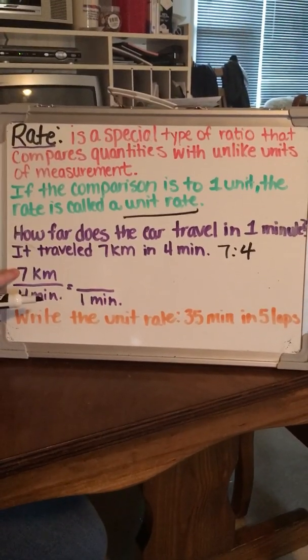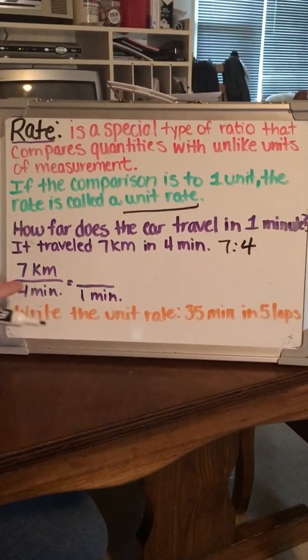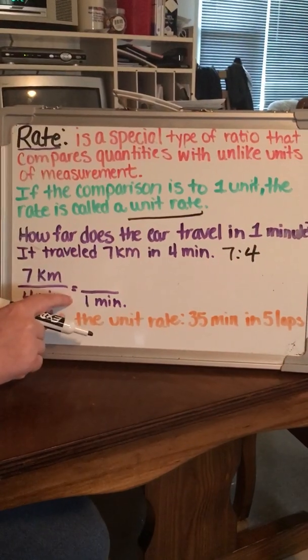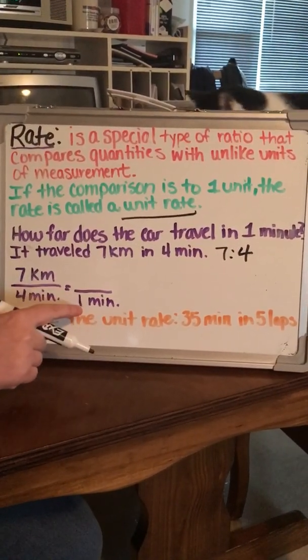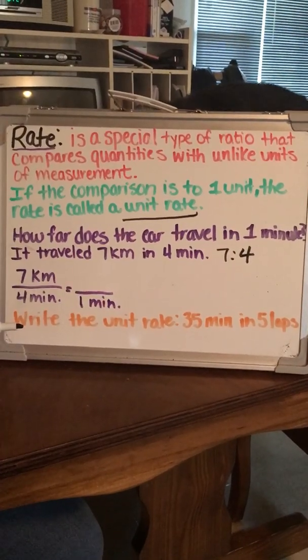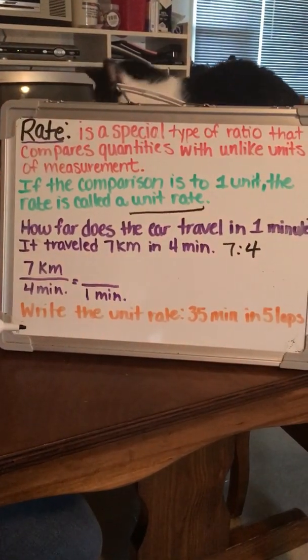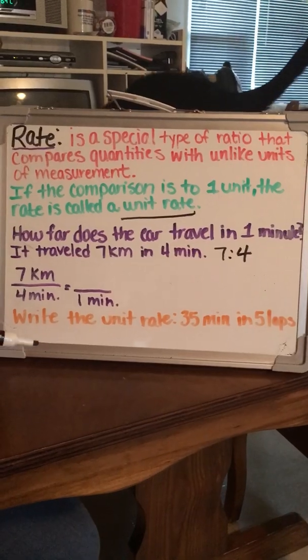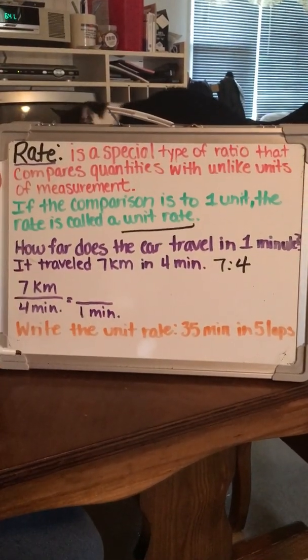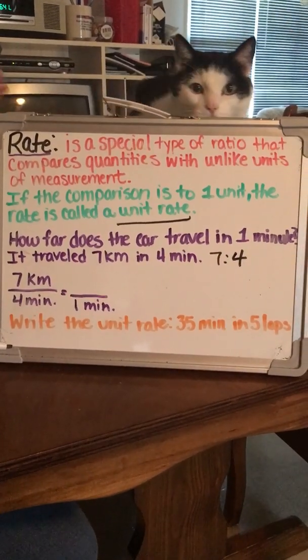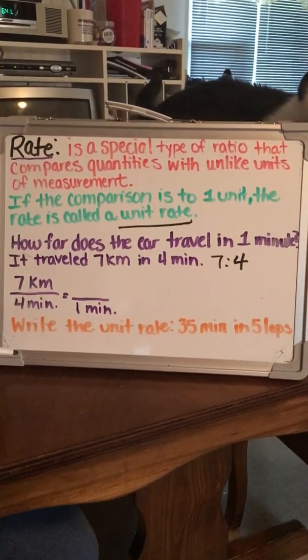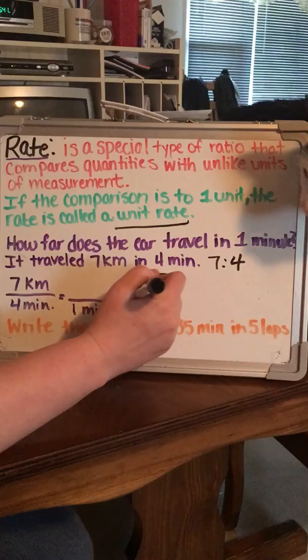Well, I know 7 kilometers in 4 minutes, but there's nothing I can divide both the top and the bottom by to get an equivalent fraction, or an equivalent ratio in this case. So what I'm going to have to do is a division problem. My division problem is 7 divided by 4 to find out how far the car could travel in 1 minute.